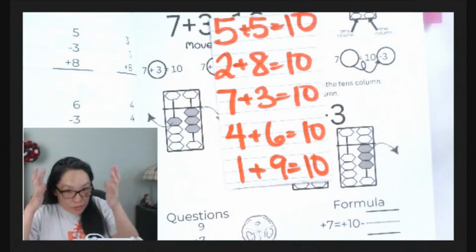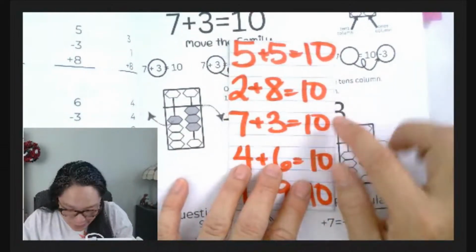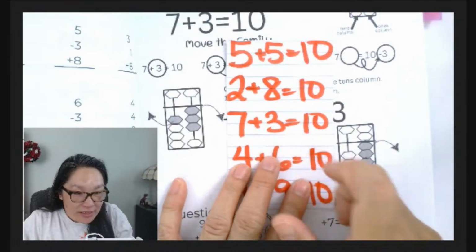Maybe you won't because you've been doing abacus because it relaxes you. So we're back to here. 7 plus 3. 7 plus 3. Why are we learning this?